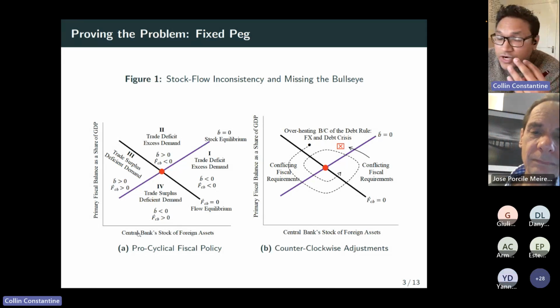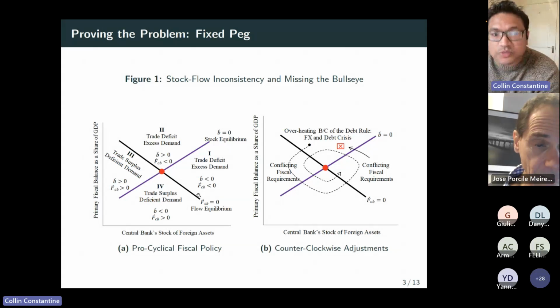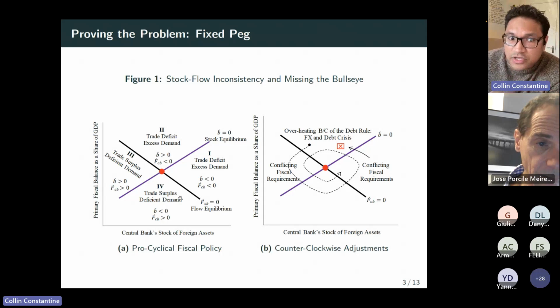All right. A higher stock of foreign assets means that private sector demand would be high, and government would need to cut expenditure for goods market equilibrium. So this is the flow equilibrium here. Stock flow consistency, of course, is the bullseye.